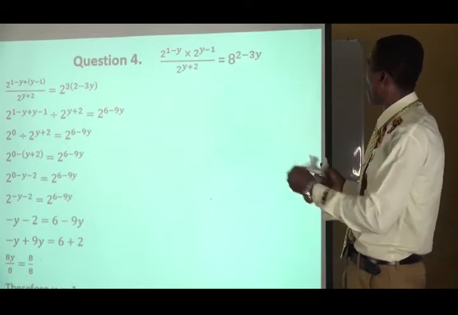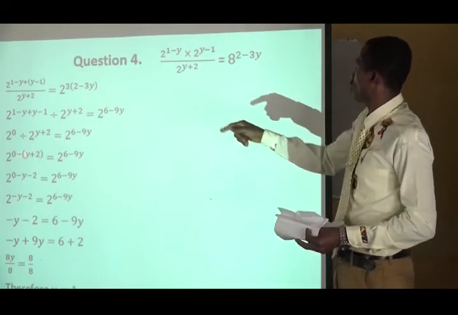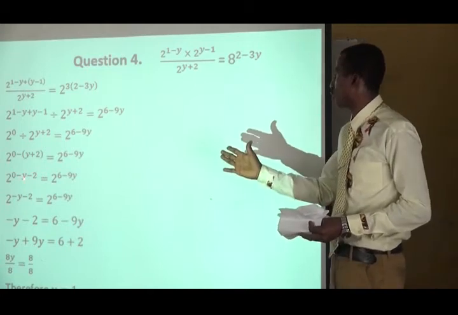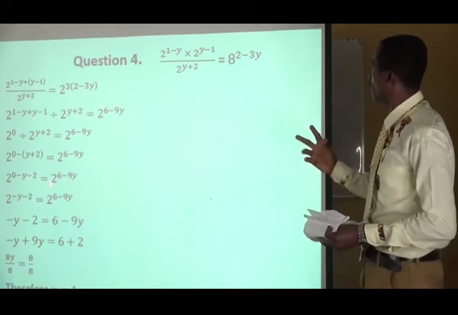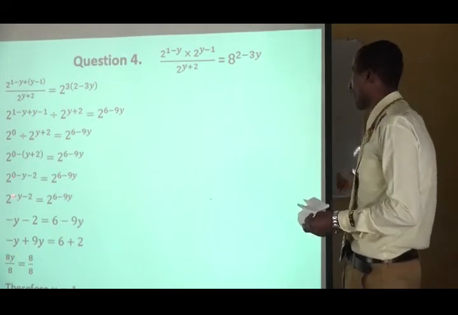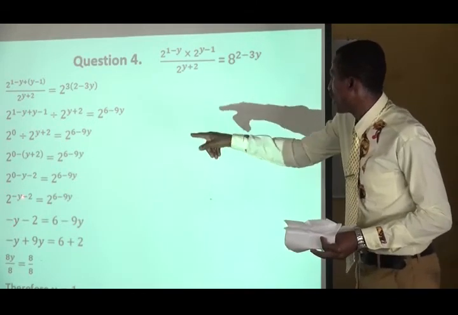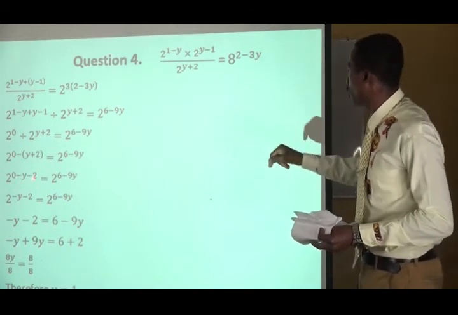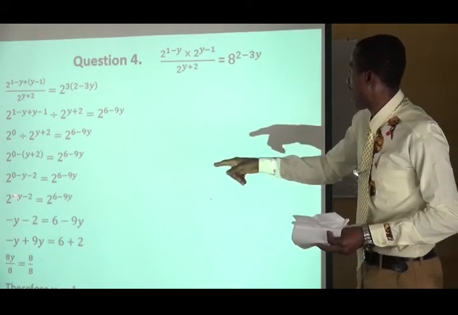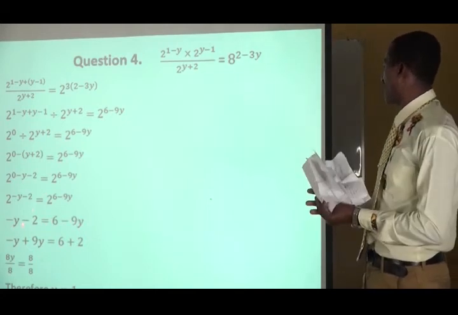By removing the bracket on the left-hand side, we have minus 1 multiplied by y, that will give you minus y. And minus 1 multiplied by positive 2 will give you minus 2. So the left becomes 2 to the power of 0 minus y minus 2, and the right remains the same, 2 to the power of 6 minus 9y. And of course, you can see 2 on the left and 2 on the right is gone. So you are now left with 0 minus y minus 2 equals to 6 minus 9y. When you simplify, 0 minus y minus 2 becomes minus y minus 2, which equals 6 minus 9y. So let's collect the like terms.